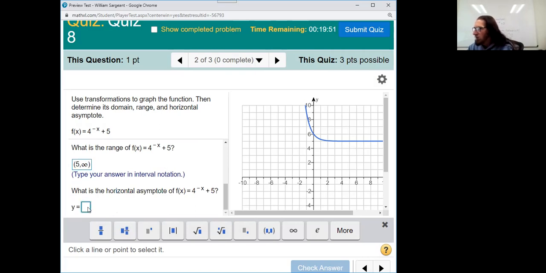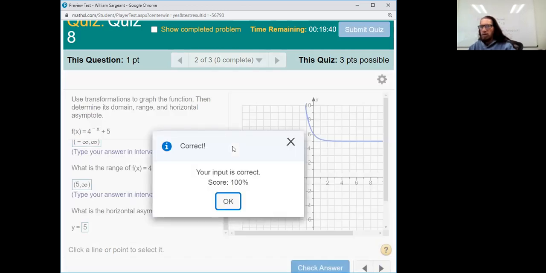There they have the y type for you on this one. They do not always have that. So sometimes you have to put y equals as part of your answer. And everything is good. Hope that helps.